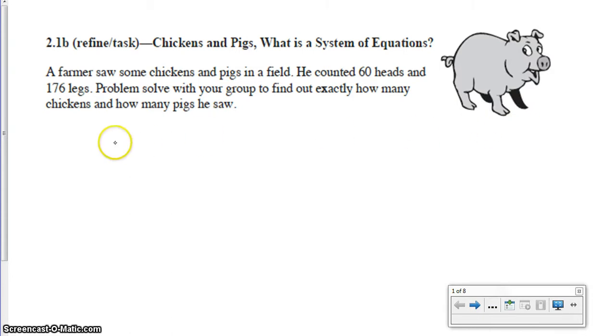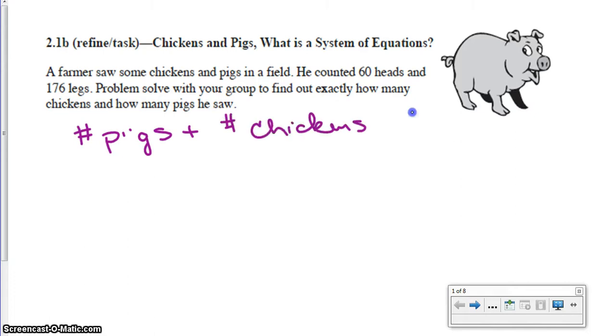I am your group. And what we need to do is figure out that the number of pigs plus the number of chickens would equal a total of 60 heads, okay? Those are countable items, all right? Now, what makes pigs and chickens different? What makes them different is the rate of the legs, okay?